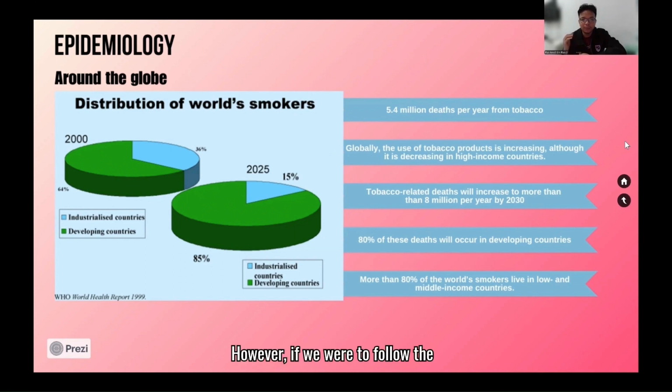However, if we were to follow the pattern of increasing smokers every year, in the year 2025, about 85% of smokers will come from developing countries, while 15% will come from industrialized countries. The data shows that 5.4 million deaths per year are from tobacco use. If we follow the pattern, the total deaths will increase to 8 million deaths per year by the year 2030, and 80% of these deaths will occur in developing countries.